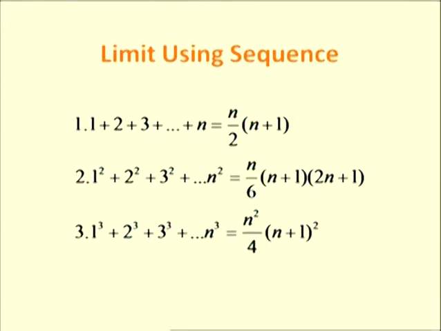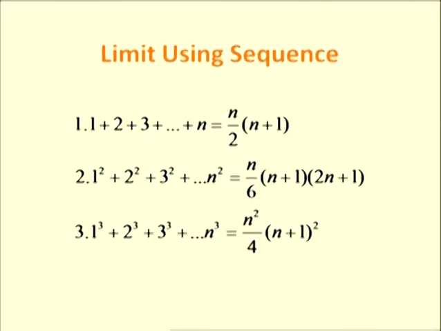When we use the sequence 1, 2, 3, 4, 5 up to n, and we want the summation or the sum of these elements, as per the formula, or we can prove that the summation of 1 plus 2 plus 3 up to n is equal to n by 2 into n plus 1. So it's a very simple one.